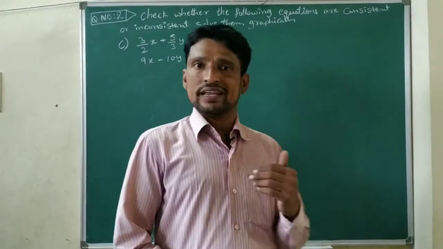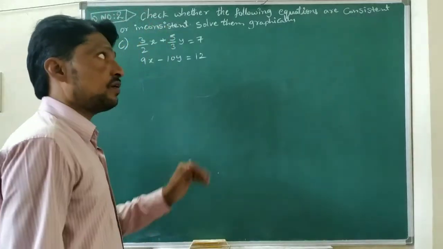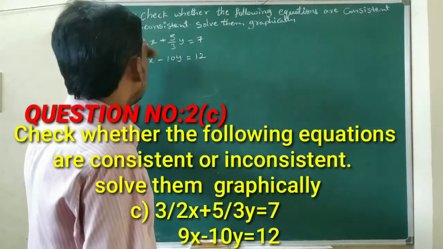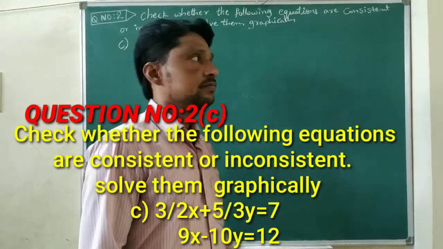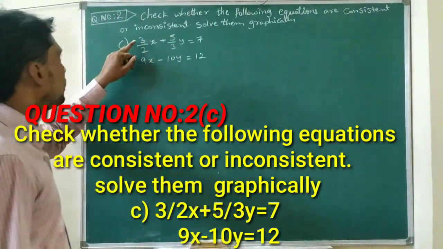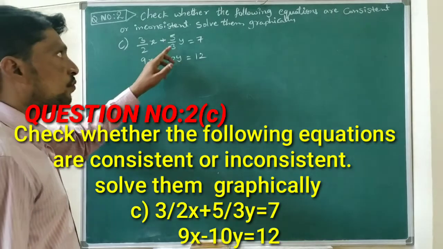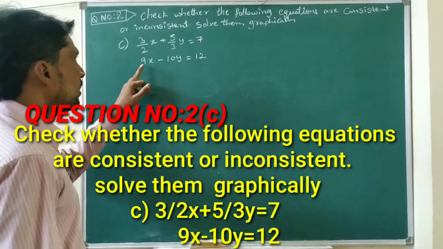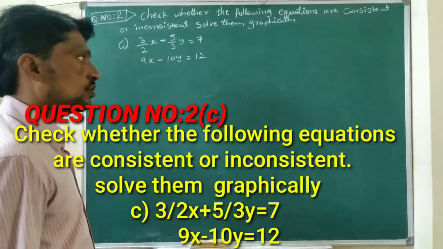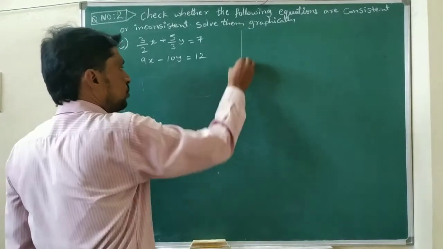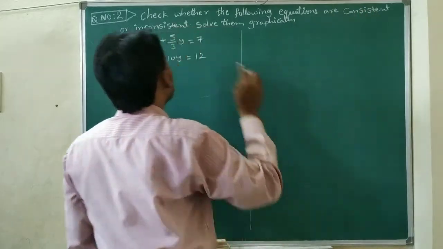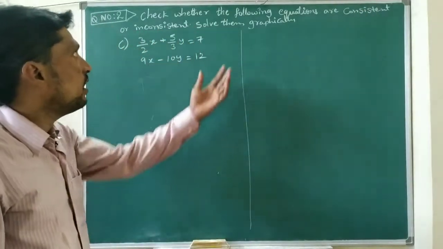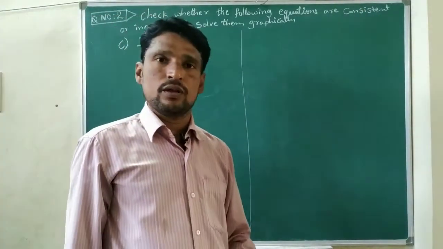Question number 2 in C. Check whether the following equations are consistent or inconsistent. Solve them graphically. So that's C. 3 by 2x plus 5 by 3y equals 7, and 9x minus 10y equals 12. So we need to find whether they are consistent or inconsistent, and also solve in the graphical method.